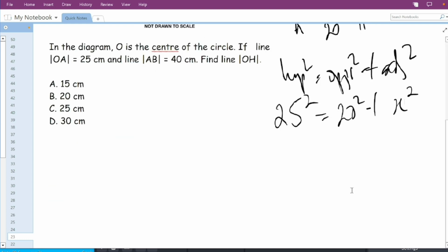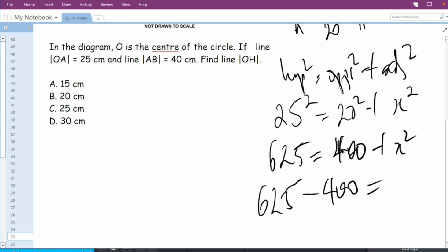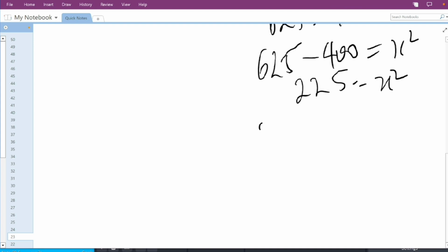x squared. On the next line, we can say 25 squared is 625 equals 20 squared is 400 plus x squared. Since we are looking for x, we'll take out the 400, that's 625 minus 400 plus 400 crosses the equals to sign and turns into minus 400 equals x squared. 625 minus 400 will give us 225 equals x squared. We can write it as x squared equals 225.